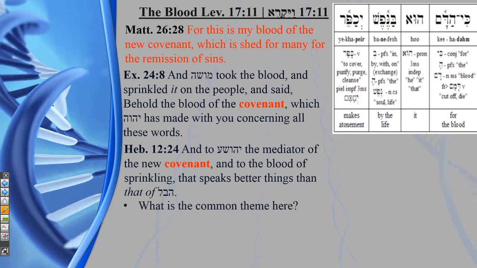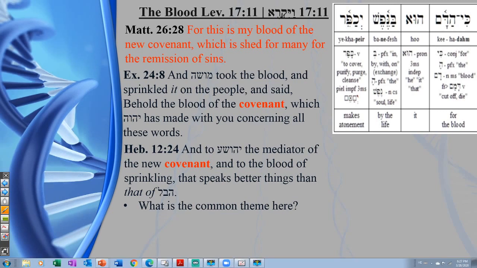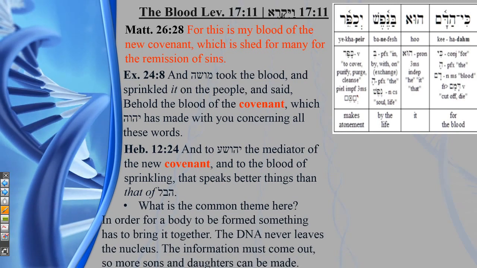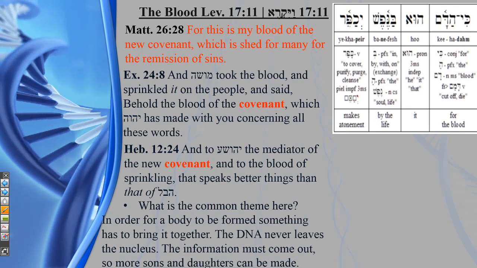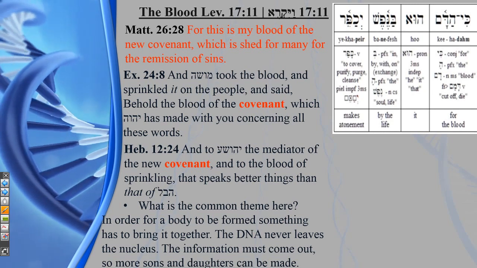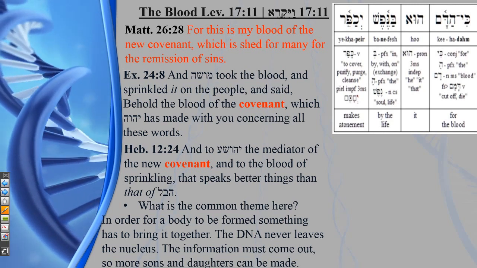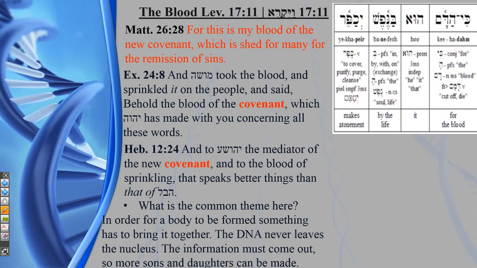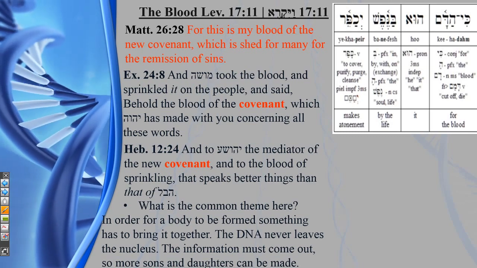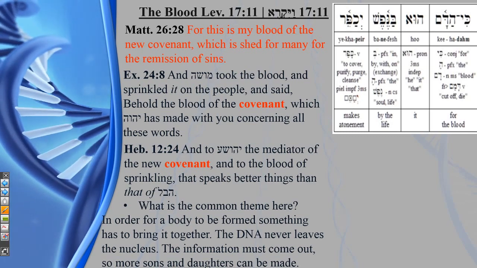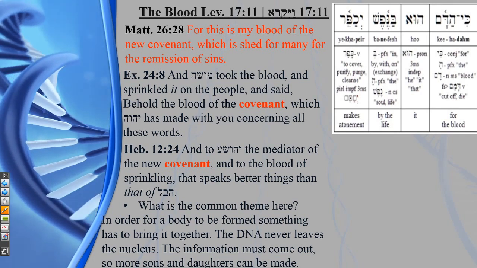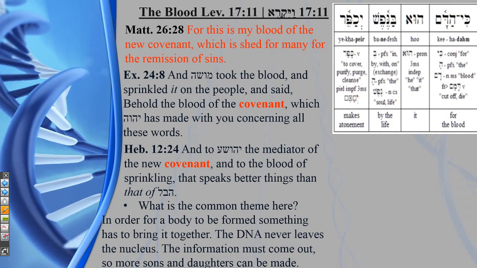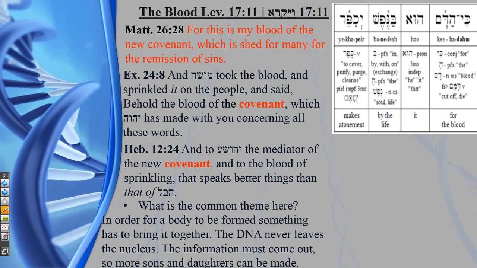So what is the common theme here? In order for a body to be formed, something has to bring it together. The DNA never leaves the nucleus. The information must come out so as to make more sons and daughters, right? So the question is, how does that happen?